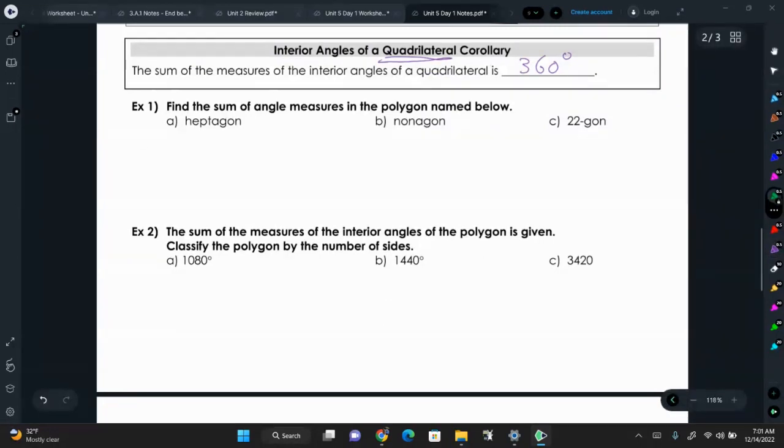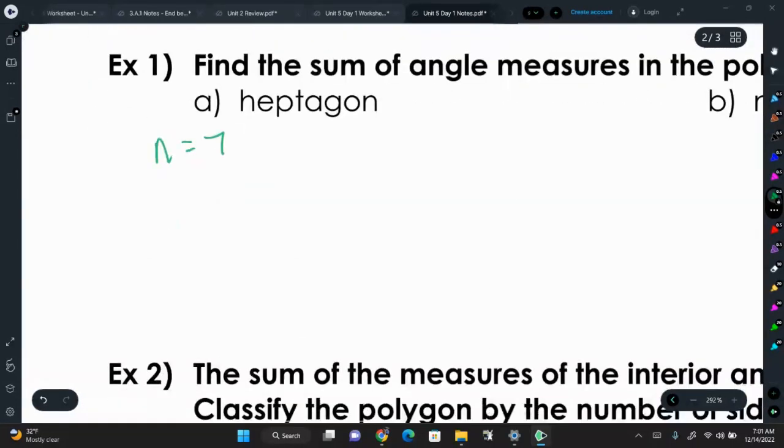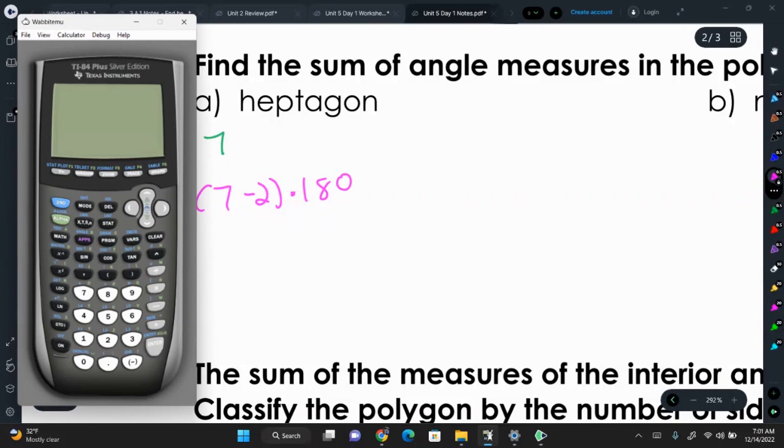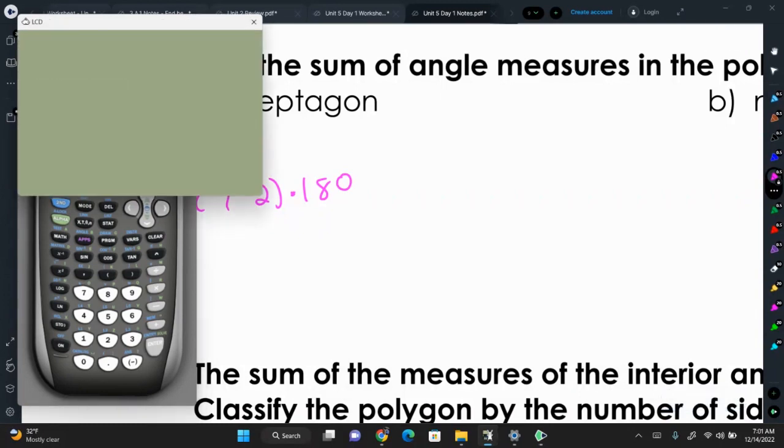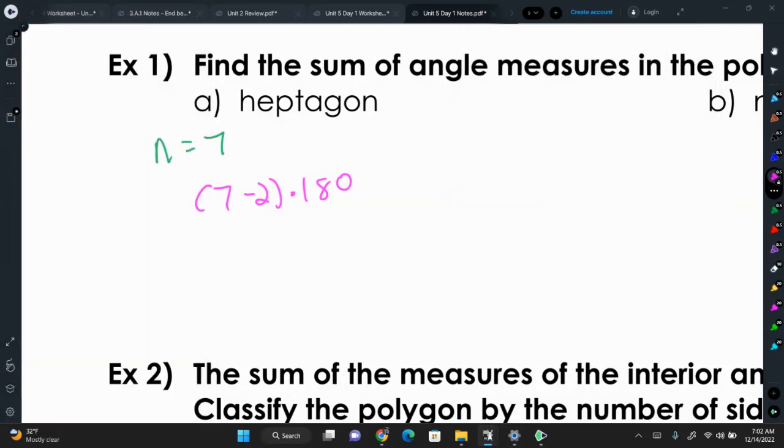A heptagon. In a heptagon, n is equal to 7. So we're going to use that formula, 7 minus 2 times 180. Now, you want to make sure that in your calculator, you put 7 minus 2 in parentheses. 7 minus 2 times 180, and that's going to be 900 degrees.